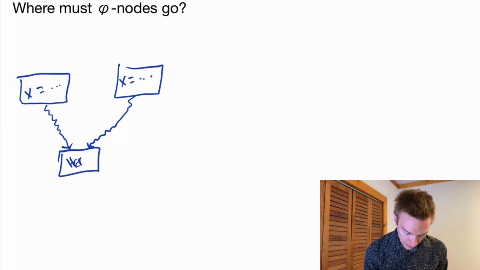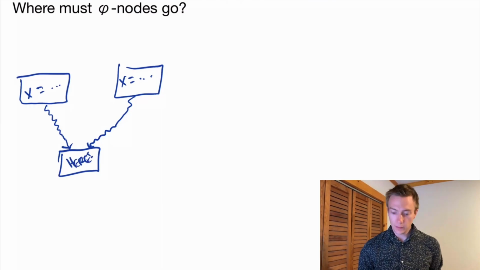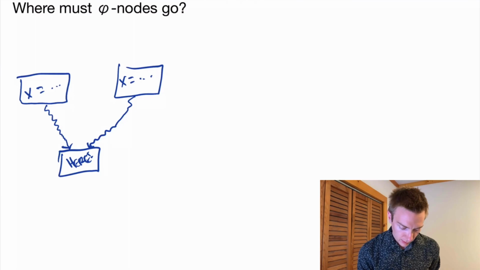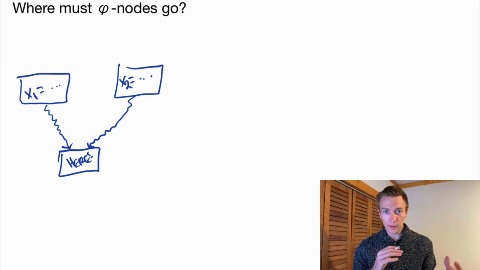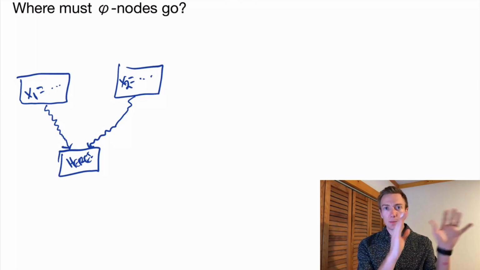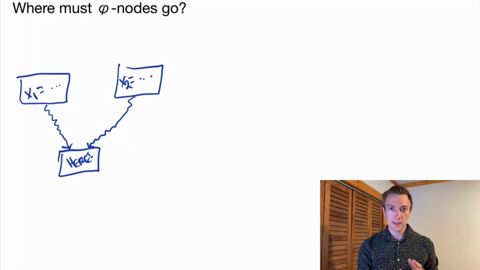So here, we will need to insert a phi node, and then rename this variable to, let's call it x1, and this variable to x2. And this phi node will select between them based on the path that was taken from those two assignments.